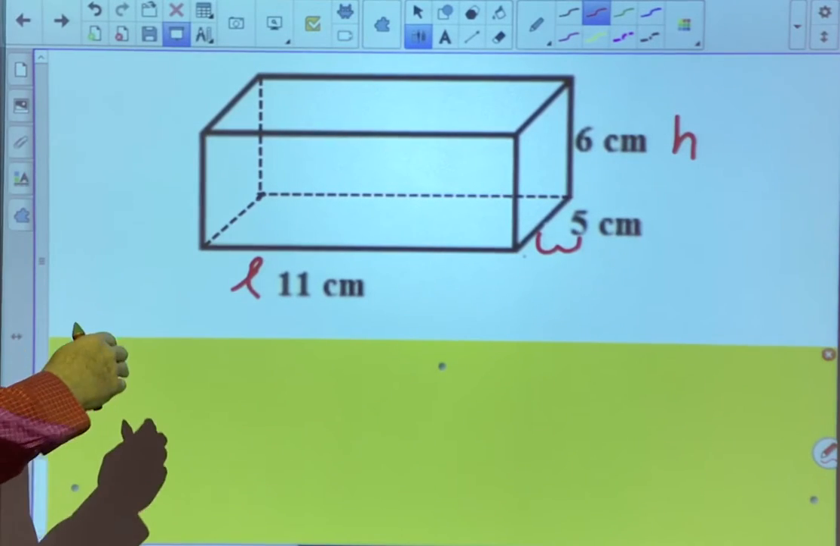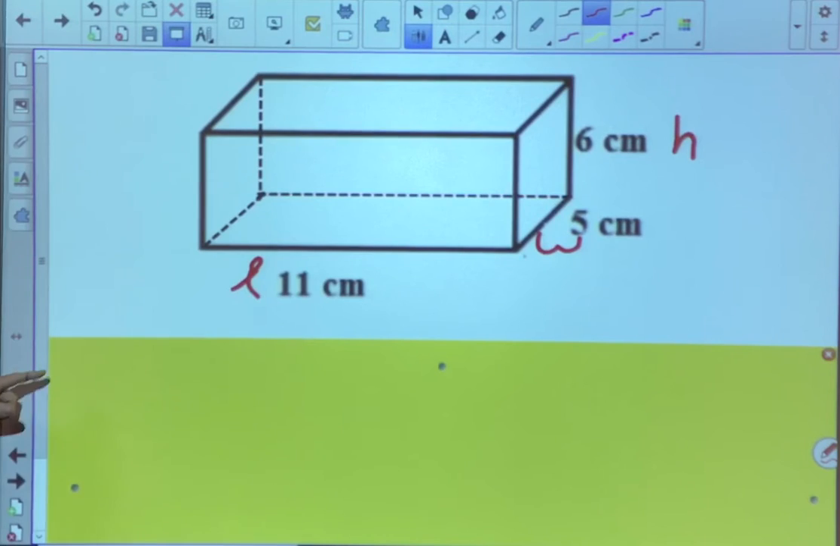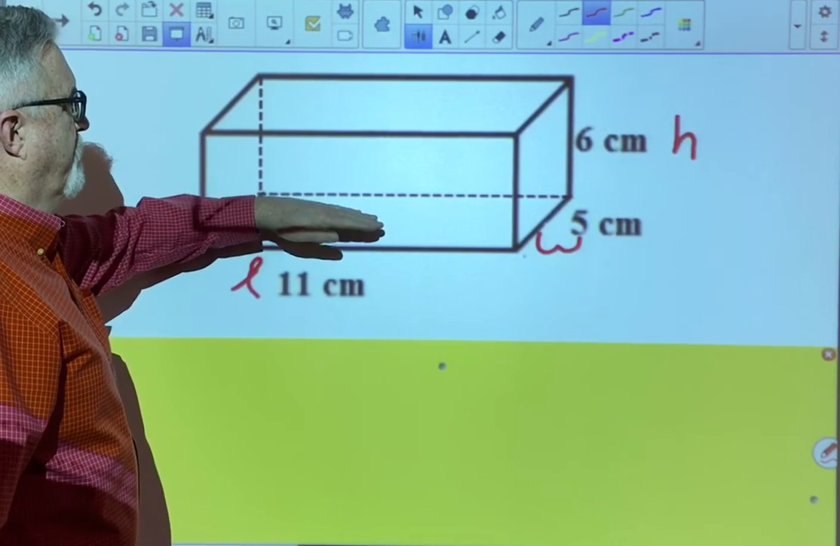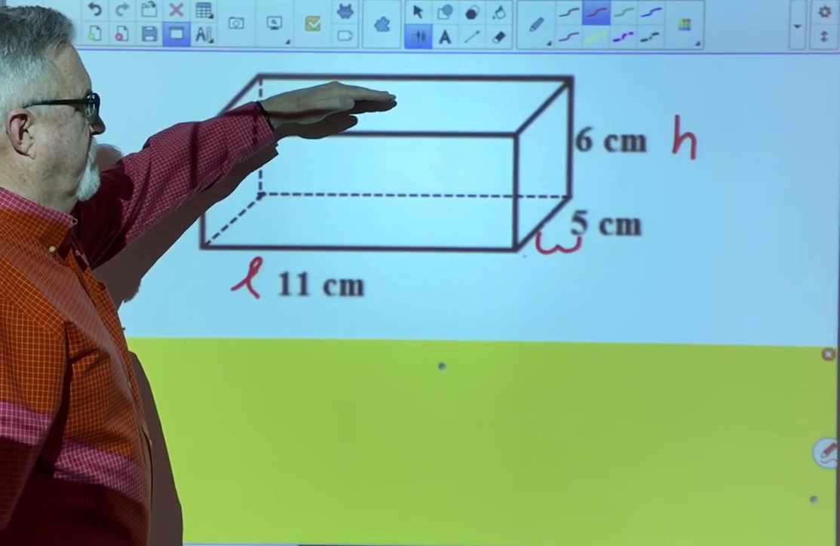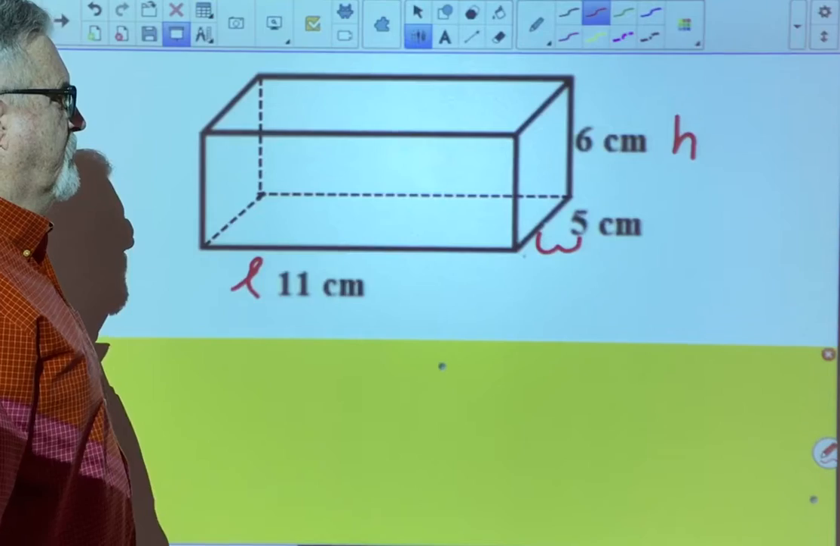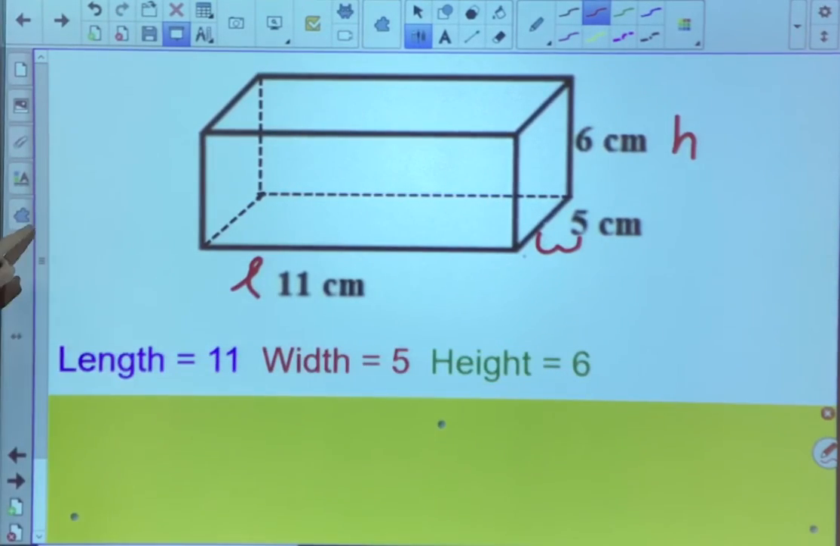When we multiply that whole thing, after we add those, by 2, we're including not only the area of the bottom, but the top, since they're the same, the area of the front and the back, since they're the same, and the area of the 2 ends. Let's go ahead and work this one.